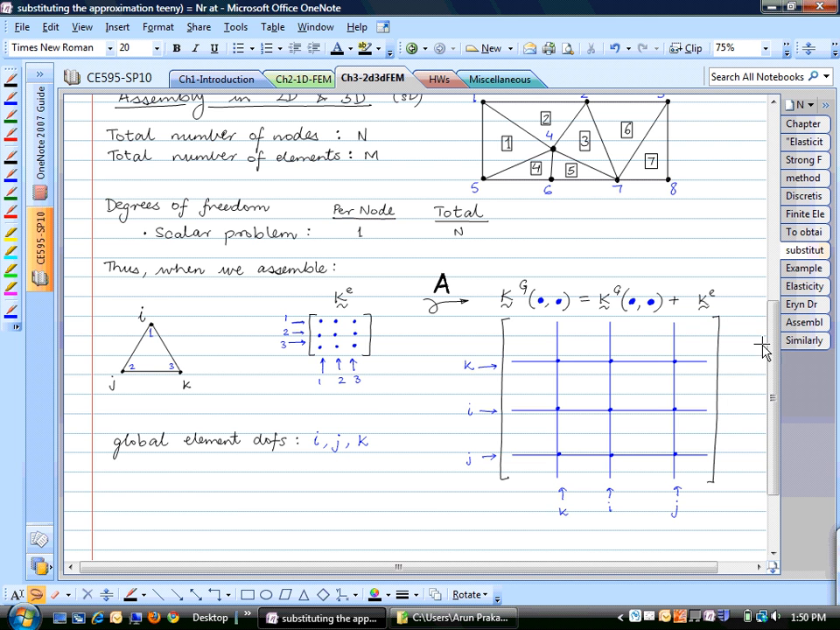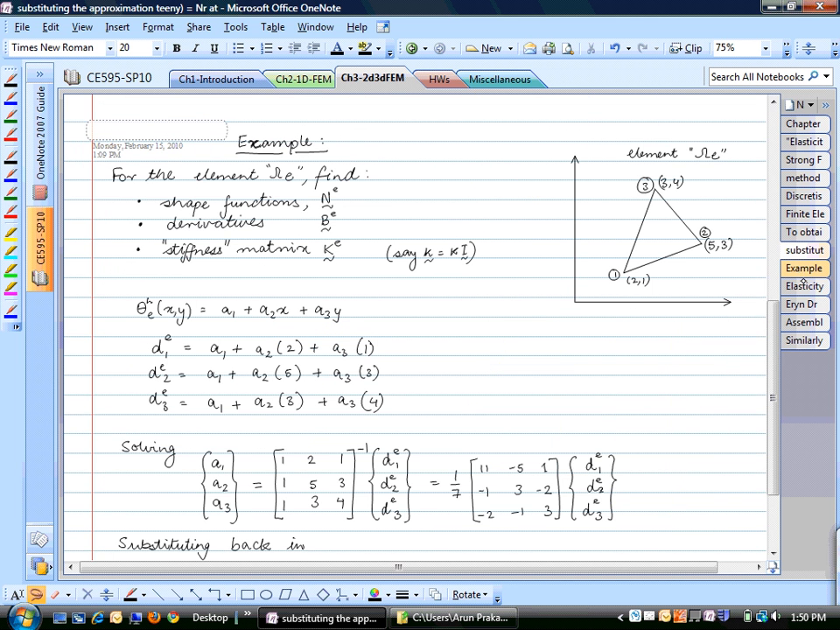No? Okay. Let's take a little bit of an example here. Let's say we have this element we are calling omega e, and it has the coordinates (2, 1), (5, 3), and (3, 4). These are the coordinates of some element which is part of a big mesh. First we want to find the shape functions for each of the three nodes, N1, N2, N3, and the derivatives of those shape functions.